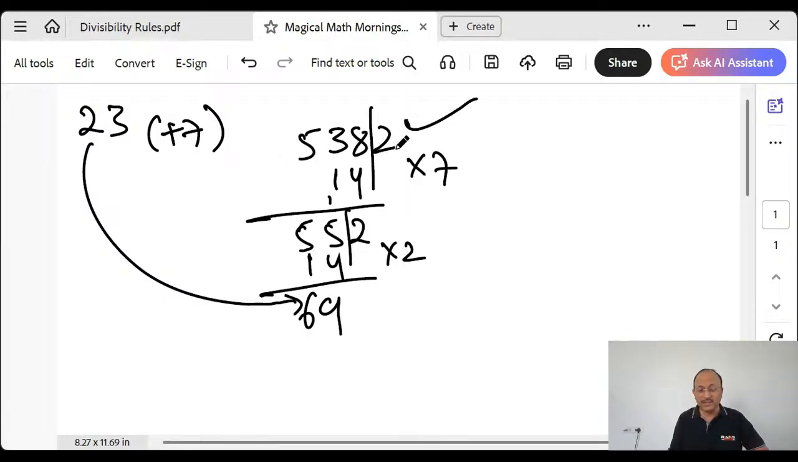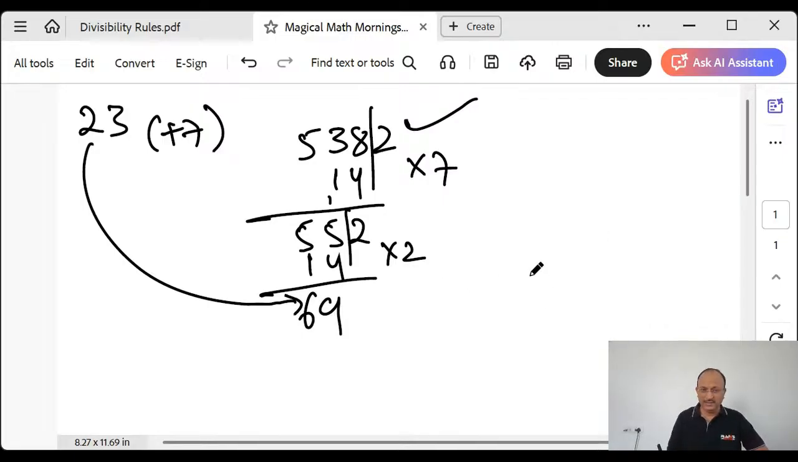Now imagine dividing this by the normal method. 23 twos are 46. Then 53 minus 46 is 7. 78 you will get. 23 threes are 69. Then you have to take this, then again you get 2, then you have to multiply. Correct?